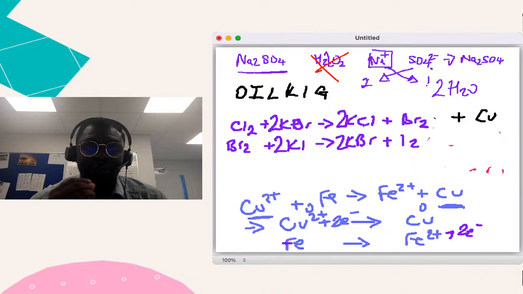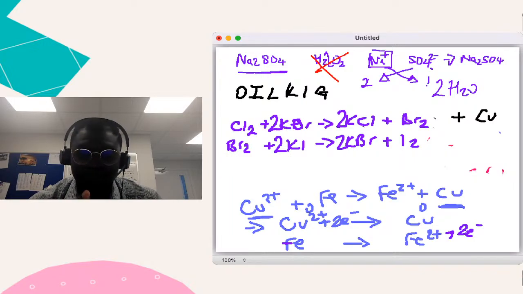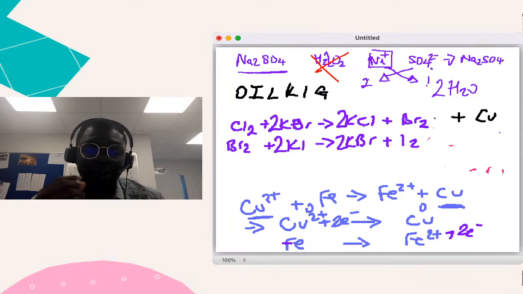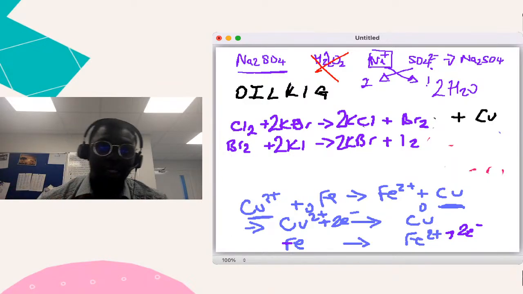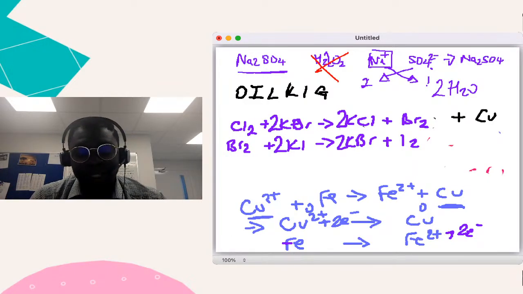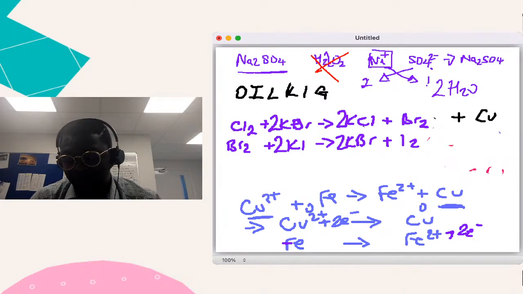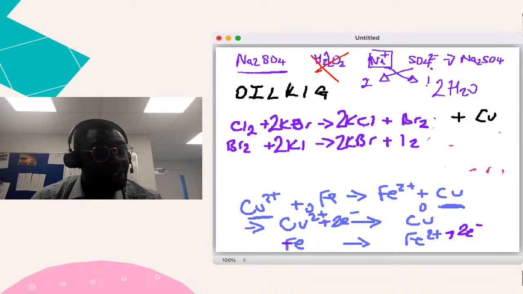So in essence, because chlorine is more reactive than bromine, the chlorine can displace the bromine or the bromide ion from potassium bromide. Similarly, because bromine is more reactive than iodide, it can displace the iodine from the potassium iodide. So the general rule of thumb is that your reactivity goes down as you descend group 7. It's not the same as group 1 because you have the opposite in group 1. In group 1, reactivity goes up as you go down the group. So be careful with that one.